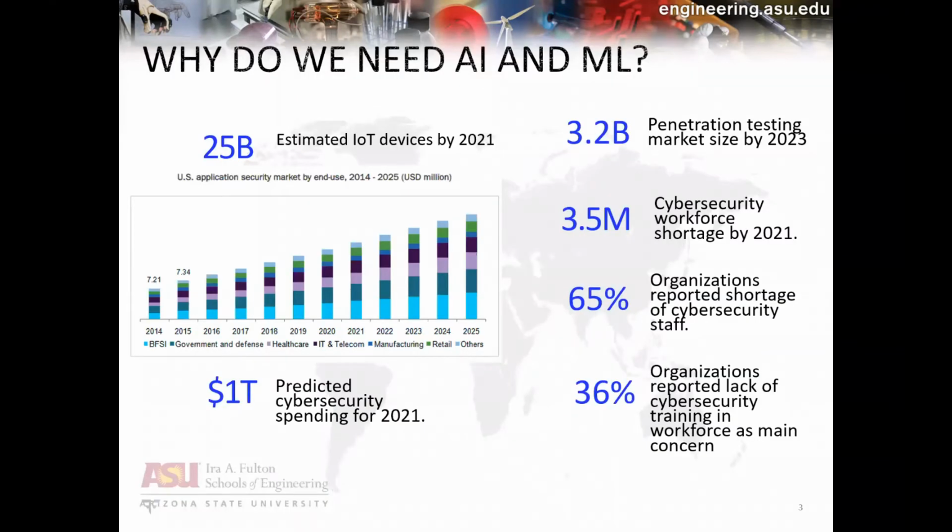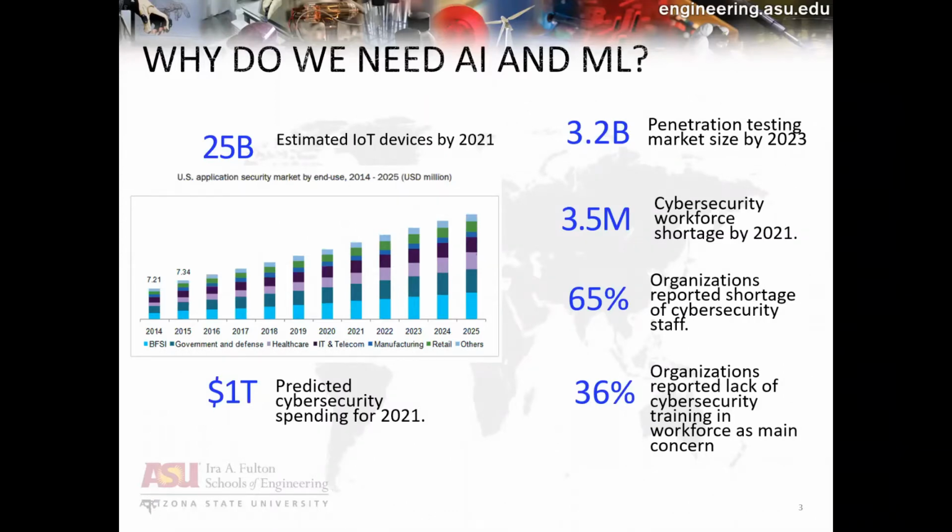So the IoT devices are continuing to grow, and this slide gives a perspective that the estimated market of IoT devices will be 25 billion, and the predictive cybersecurity expenditure by 2021 will be $1 trillion. The penetration testing market will also grow to 3.2 billion in year 2023. We have a shortage of cybersecurity workforce by 3.5 million currently. So imagine what it would look like in year 2023 or 2025.